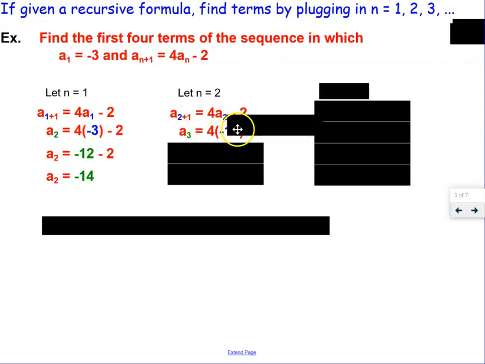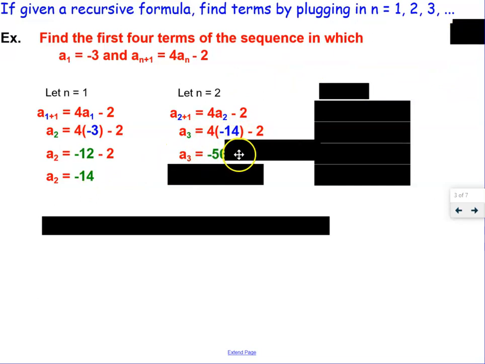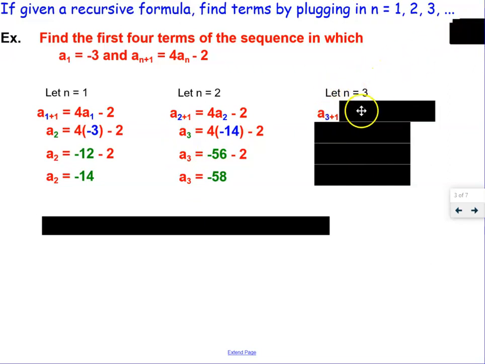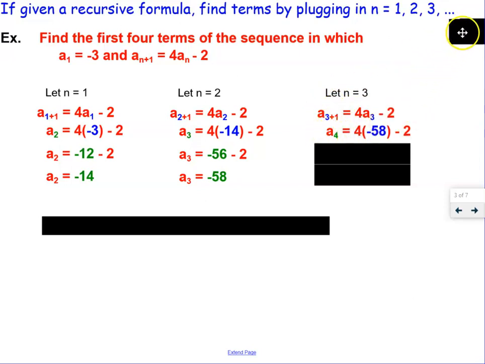Well, 2 plus 1 is 3, so the third term will be 4 times the second term, which we found was -14, minus 2. Do some algebra, multiply, get -56. Minus 2 gets you -58. Then I'll try n equals 3. Plug in 3 for every n. That 3 plus 1 is 4, so the fourth term will be 4 times the third term, which we found is -58, minus 2. Do some algebra by multiplying and then subtracting.